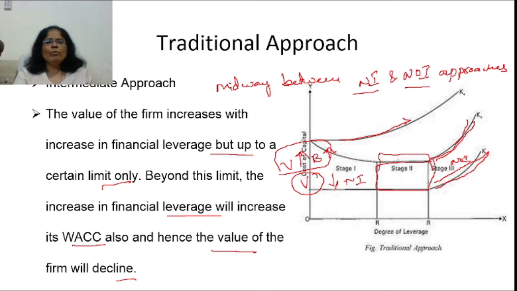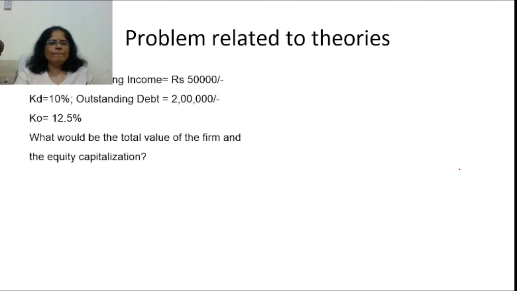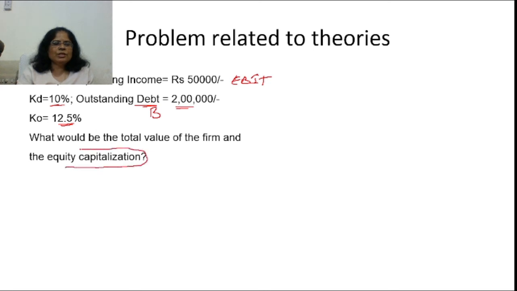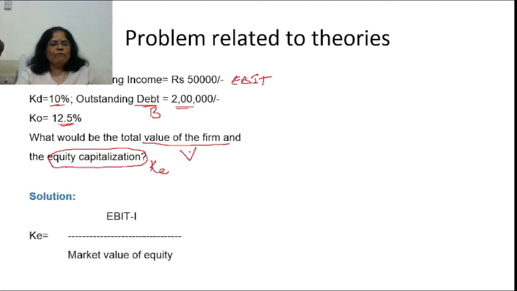Before concluding, let us see a small problem related to these theories. Okay, so there is an example. There is an operating income, which is sometimes also called EBIT. Then there is a cost of debt. KD is 10%. Outstanding debt B is 2 lakhs, and K naught, the cost of capital, is 12.5%. Then what would be the total value of the firm and the equity capitalization? Equity capitalization is denoted by KE, and the value of the firm is capital V, right? Now let us see how this can be solved. First let us take the formula for the cost of equity capitalization. KE is equal to EBIT minus interest, I meaning interest, right? This was discussed in the previous videos, divided by the market value of equity, that is S. Anyway you have B; if you calculate V, then automatically you will get S.